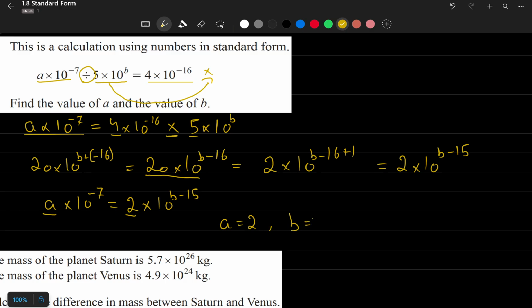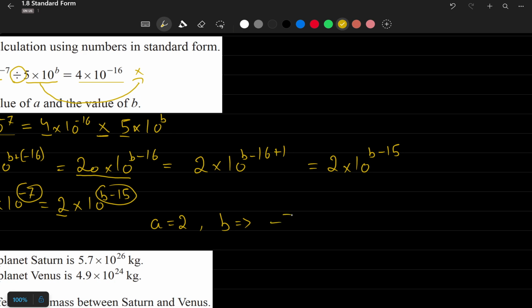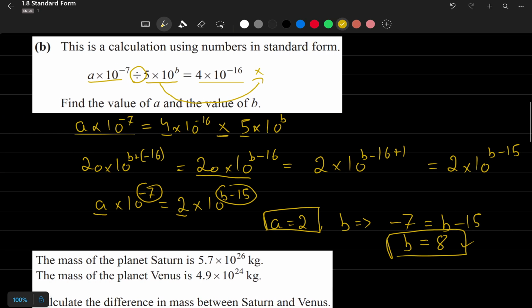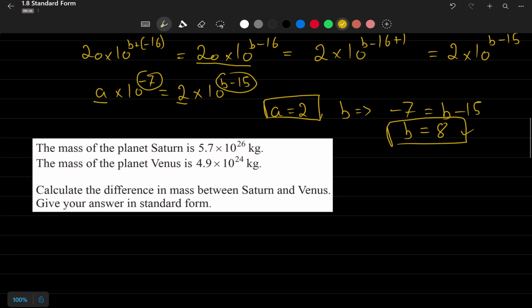For b, we will just compare the powers. So minus 7 and b minus 15. Equate them, b minus 15. So you get the final answer for b is equal to 8. Now this question is solved. For a you get 2 as your answer, and for b you get 8 as your answer. This is how this question is solved.